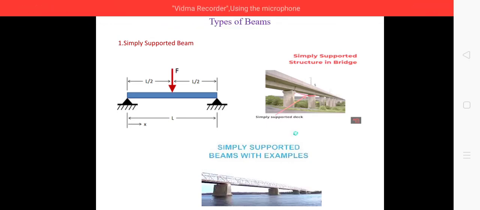So in this video, we are going to see about types of beam and types of loads. So first we are going to see about simply supported beam. So the beam which is supported at both ends is called simply supported beam. So this is the diagram for simply supported beam. So mostly in bridge constructions we use simply supported beam. So this is the real life example for simply supported beam.